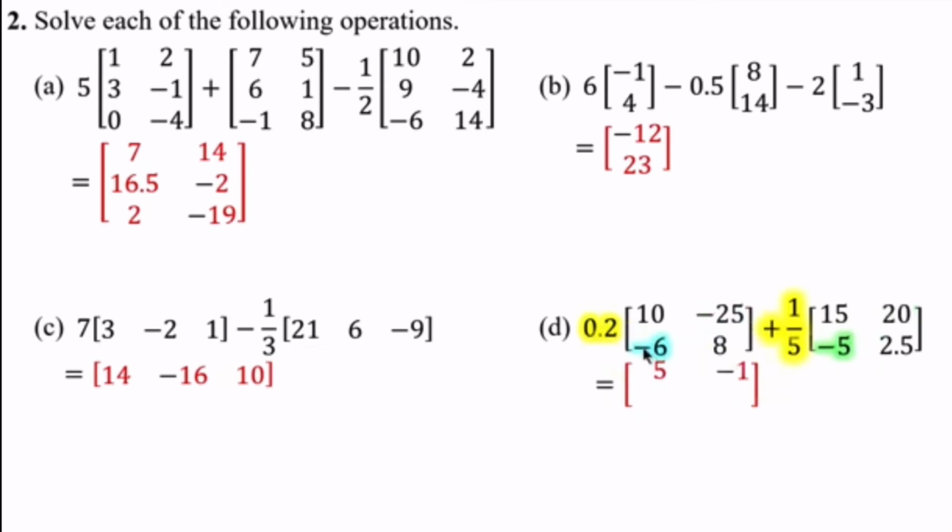It is actually 0.2 times 6 plus 1 over 5 times negative 5. So lastly, finally is 0.2 times 8 plus 1 over 5 times 25. So the answer will be, after you sum up, you get the answer. Always double check, make sure there is no careless mistake. So I have discussed the solving problem involving the multiplication of the matrix by a number.